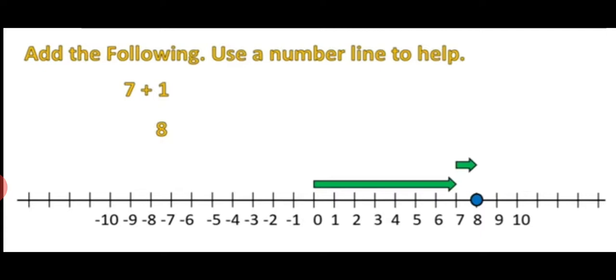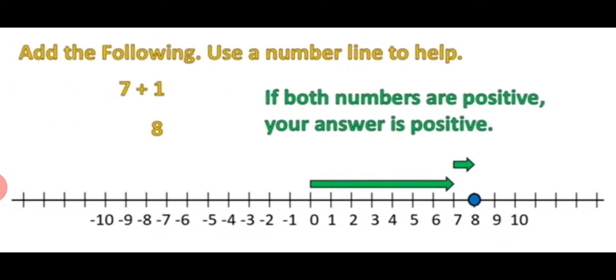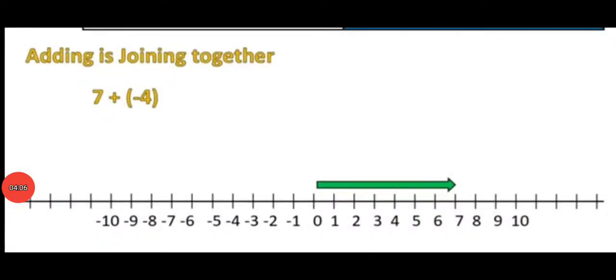Coming to the second example. Here given 7 plus -4. So the first number is 7 and it is a positive number. So first we start from 0 and move 7 units towards the right side of 0, that means the positive side of 0. You can see the green arrow, it moves towards the positive side of 0 to 7 units.